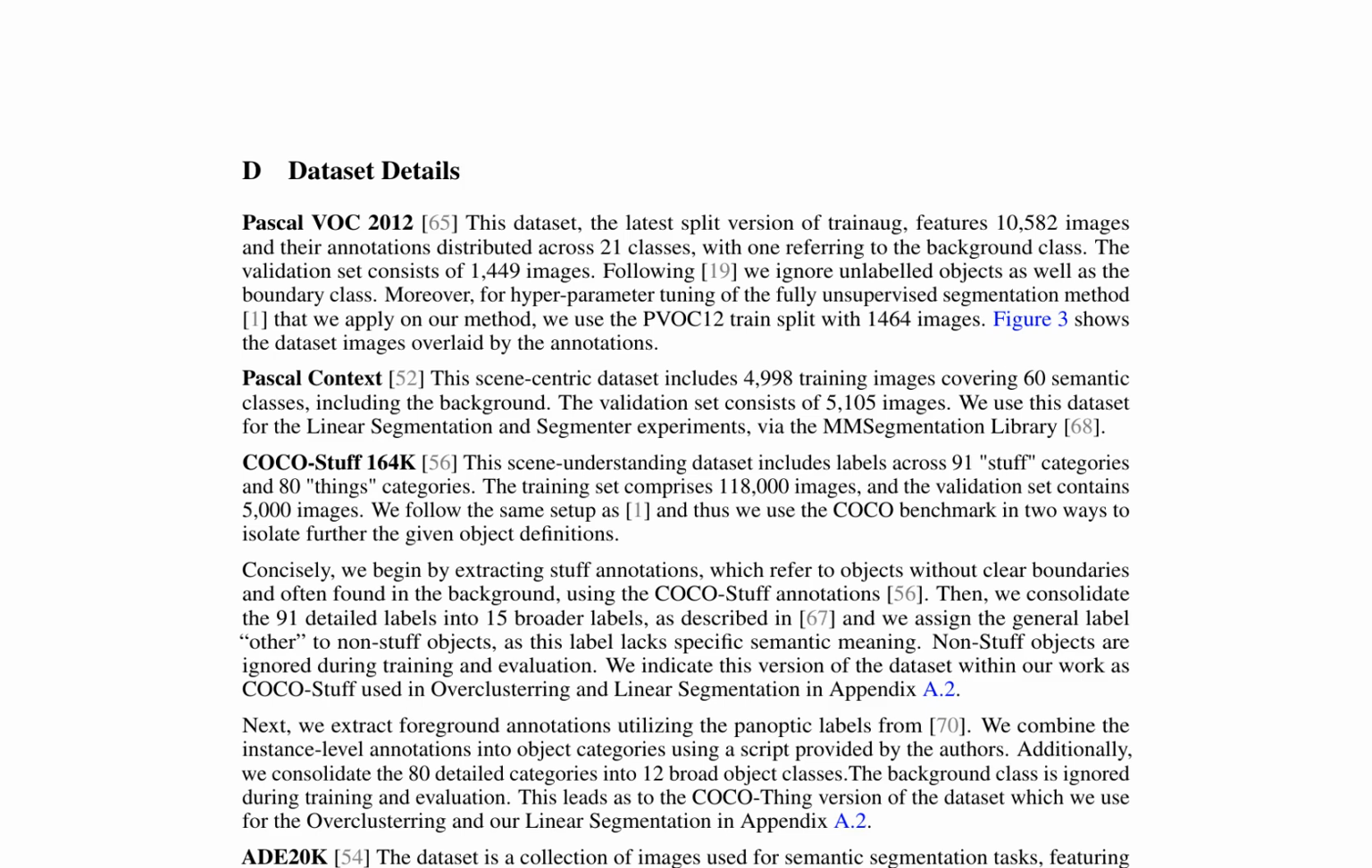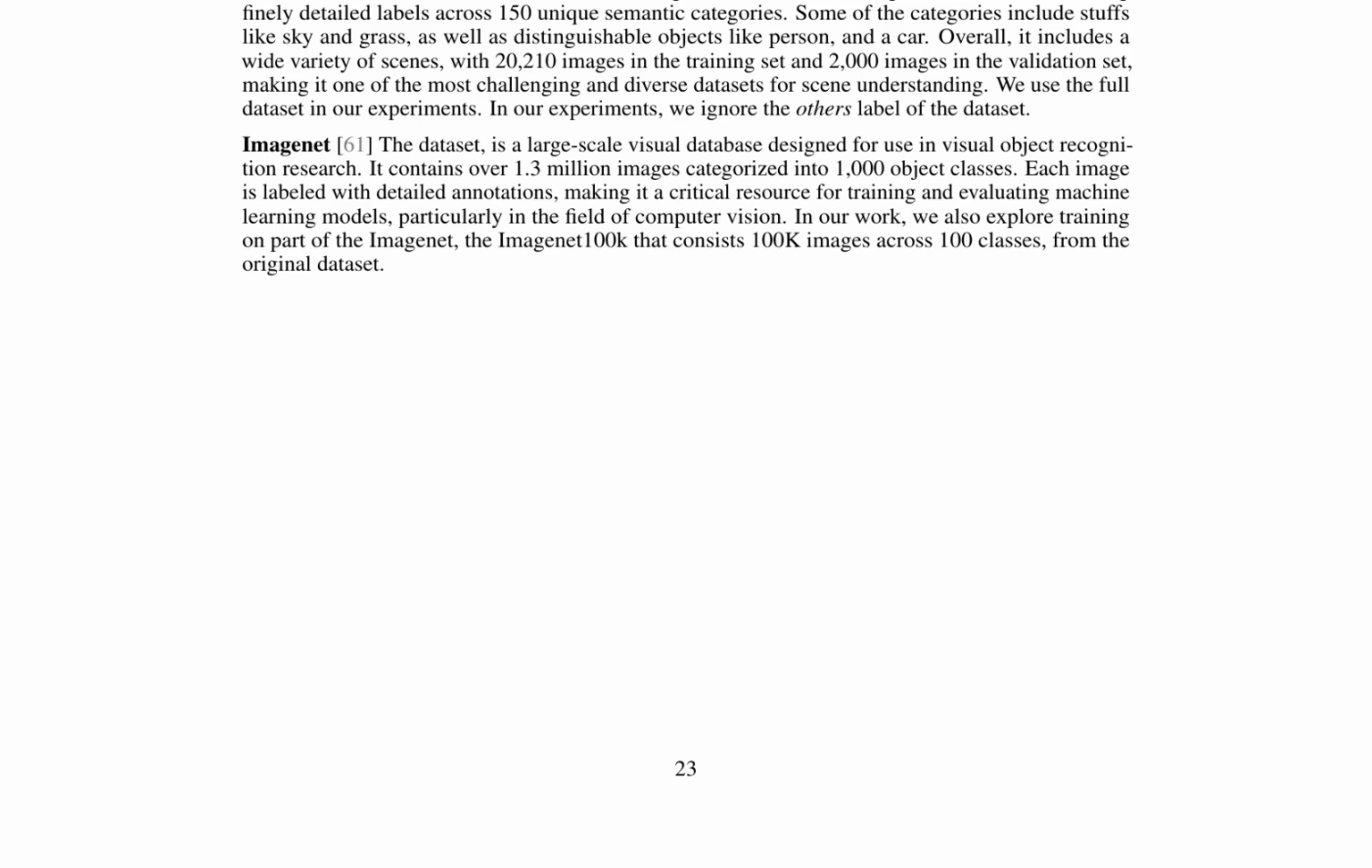The authors extract stuff annotations, consolidate the 91 detailed labels into 15 broader labels, and assign the general label, Other, to non-stuff objects. Non-stuff objects are ignored during training and evaluation. Additionally, they extract foreground annotations utilizing the panoptic labels and combine the instance-level annotations into object categories, consolidating the 80 detailed categories into 12 broad object classes.